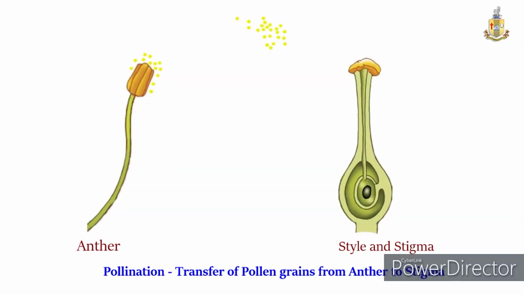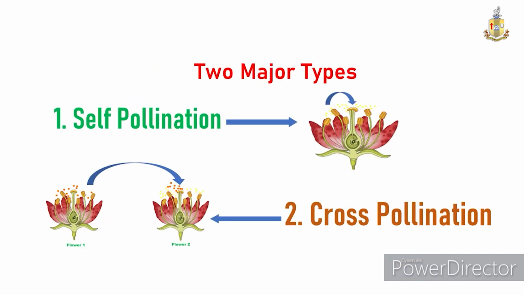Pollination is an act of transferring pollen grains from the male anther to the female stigma. Pollination may occur within the flower or between two different flowers. Based on this, we can classify pollination into two major types. One is self-pollination and another one is cross-pollination.